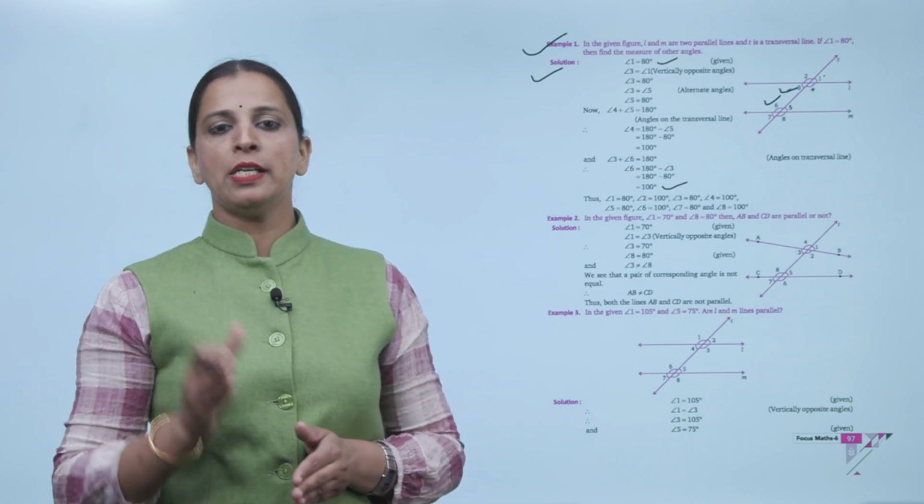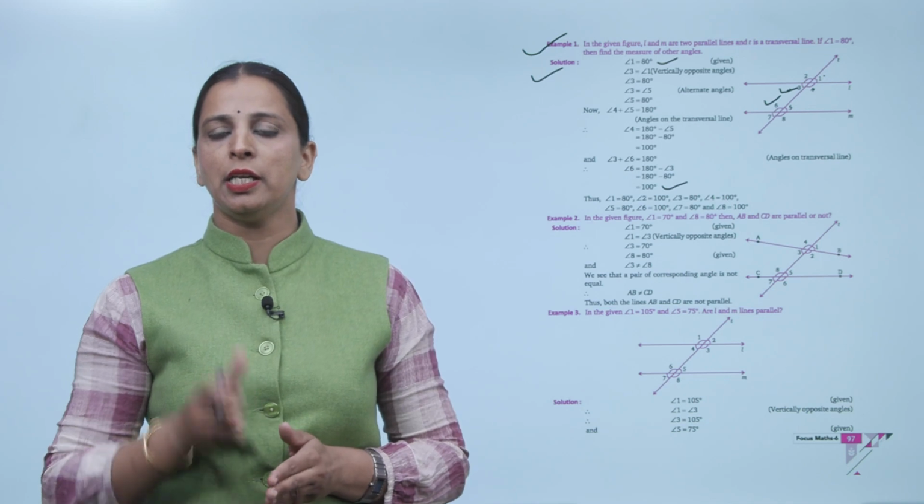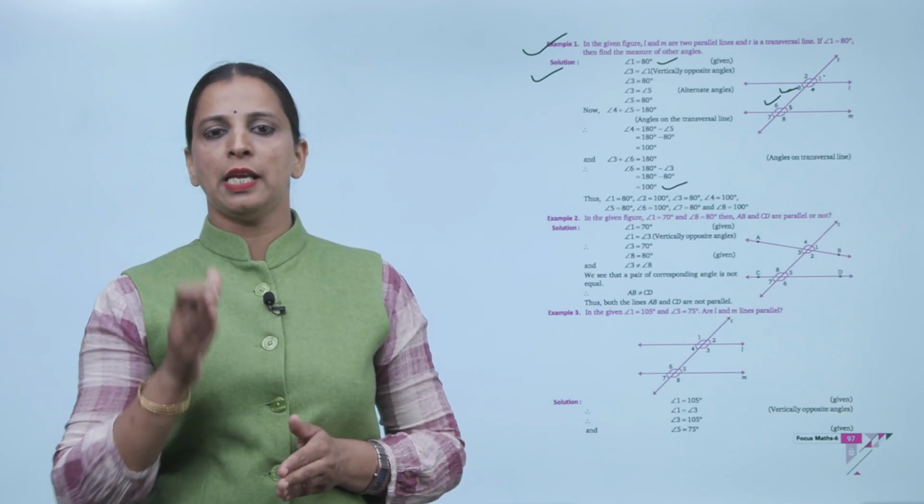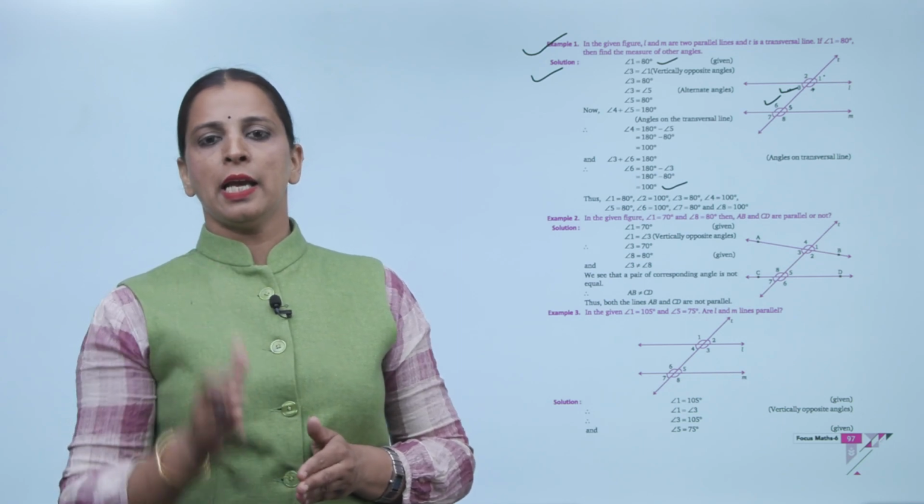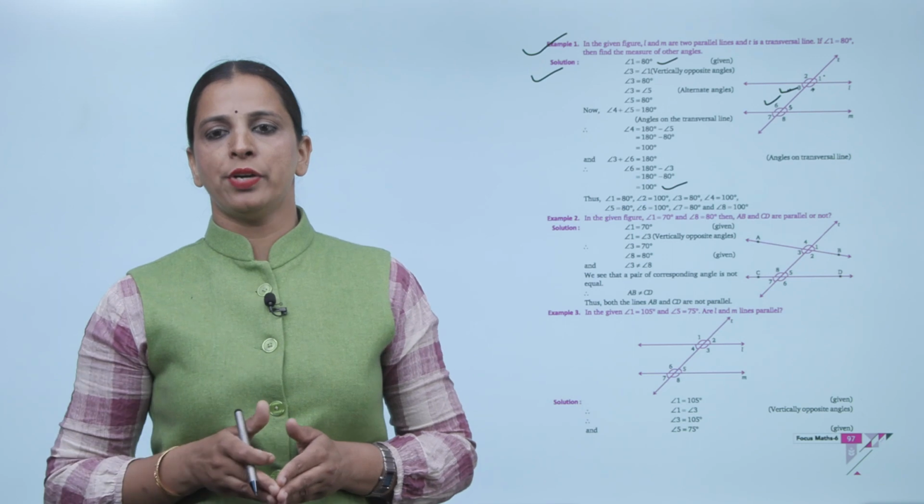Thus angle 1 is equal to 80 degrees, angle 2 is equal to 100 degrees, angle 3 is equal to 80 degrees, angle 4 is equal to 100 degrees, angle 5 is equal to 80 degrees, angle 6 is equal to 100 degrees, angle 7 is equal to 80 degrees, and angle 8 is equal to 100 degrees.